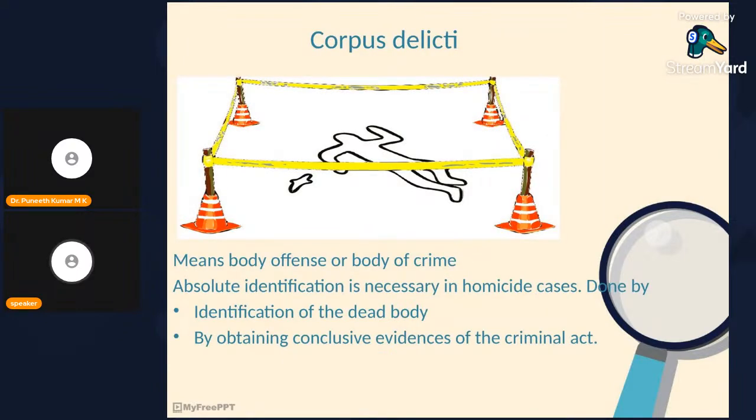Next, corpus delicti. It means the body of the offense or body of crime, the essence of a crime. It is the facts of any criminal offense. In the case of murder or homicide, death by unlawful violence, to establish that, identification of the body should be done, and the fact that the death was caused by a criminal act should be identified. That is what corpus delicti is.